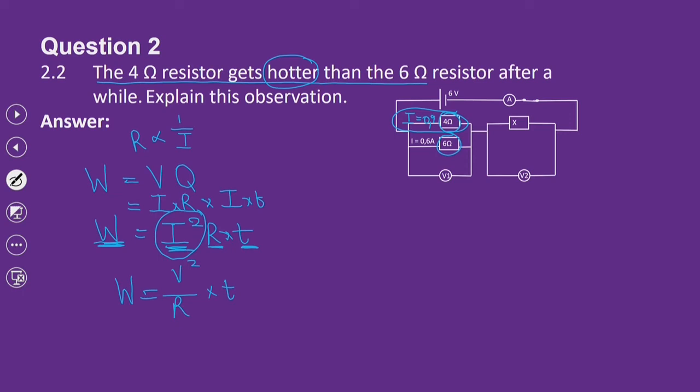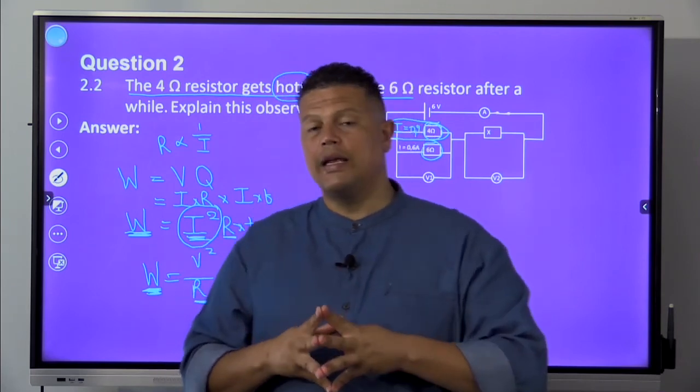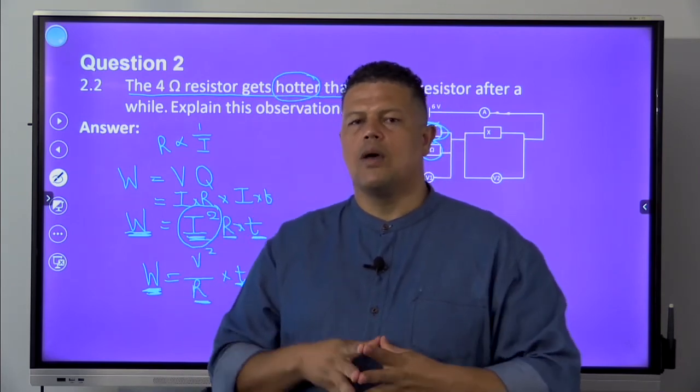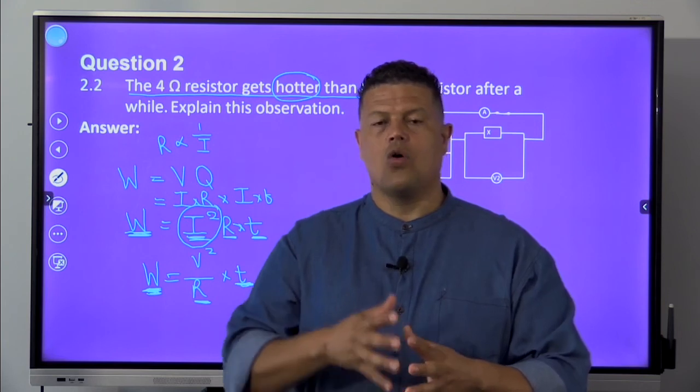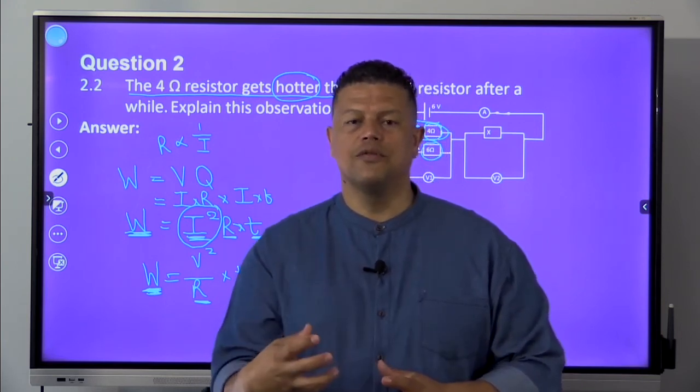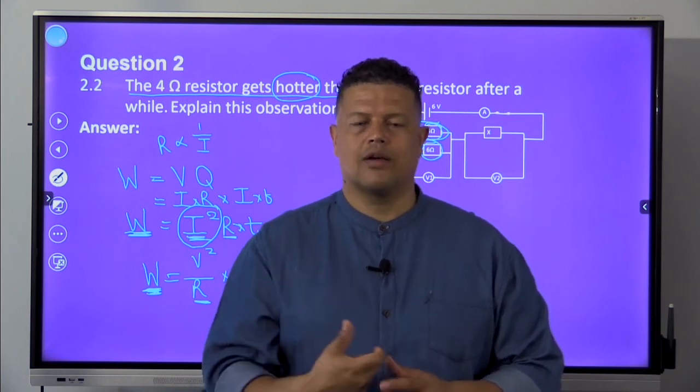In this case, we're not looking at the current, but we're looking at the resistors. What is the mathematical relationship between the resistance and energy here? You can see they are inversely proportional, meaning a small resistor will dissipate more energy in the same period of time. I hope this explains why that 4 ohm resistor becomes hotter much quicker than the 6 ohm. So you've got 2 options there. You can look at the resistance or you can look at the current. But it's important for you to link it to the correct formulas.